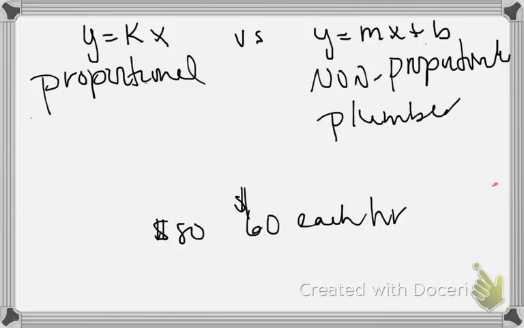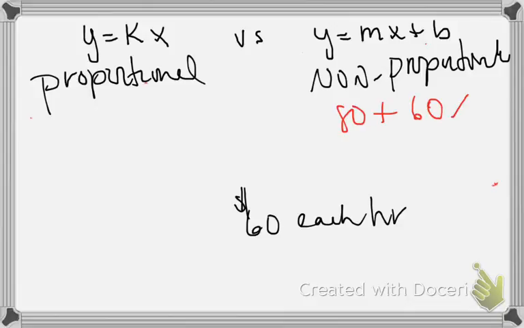Now what if the plumber says, hey, we come out and it's just $60 an hour? I mean, that's it. If the plumber comes out and gives you an estimate of just a plain $60, then you would write what you would see over here: this one would just be y equals $60. And that's the difference in the two on that one.